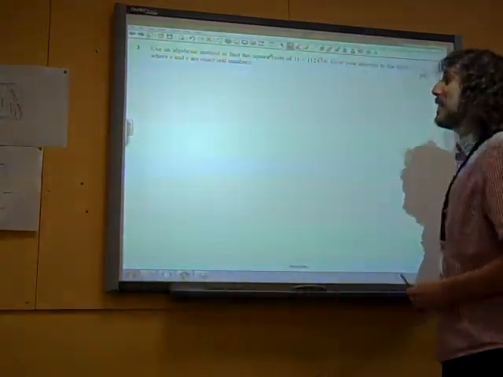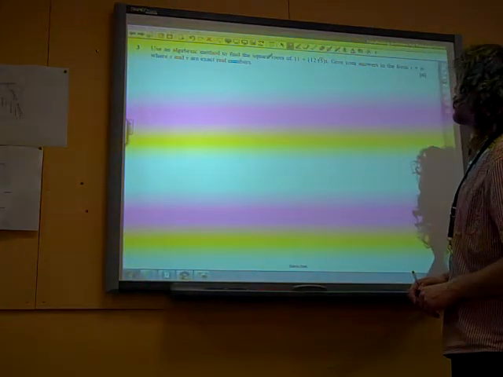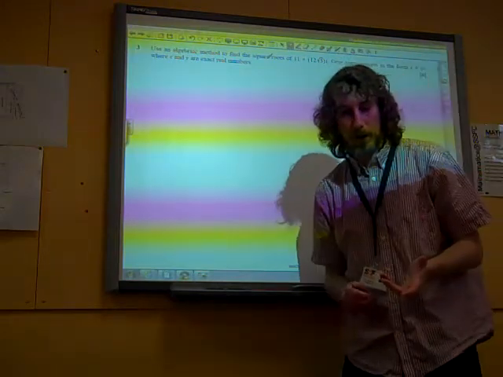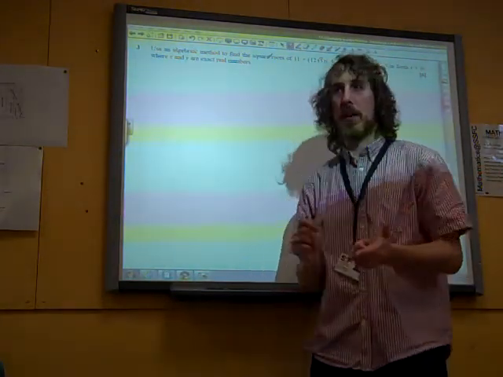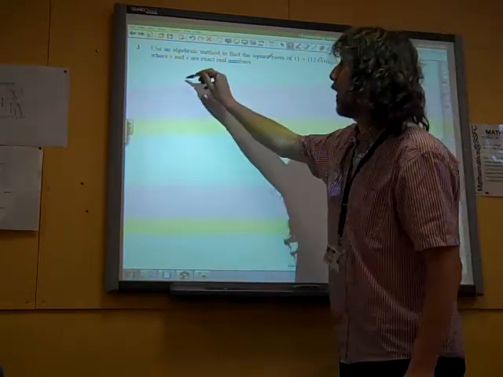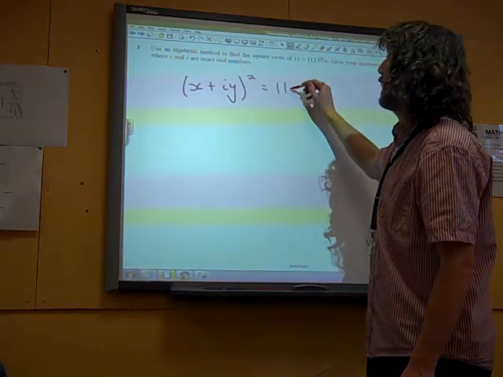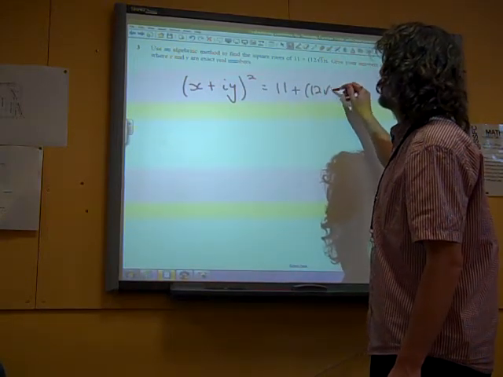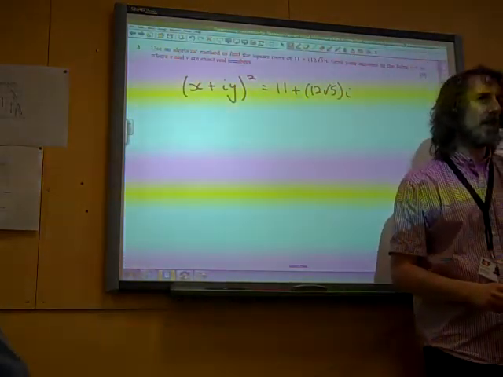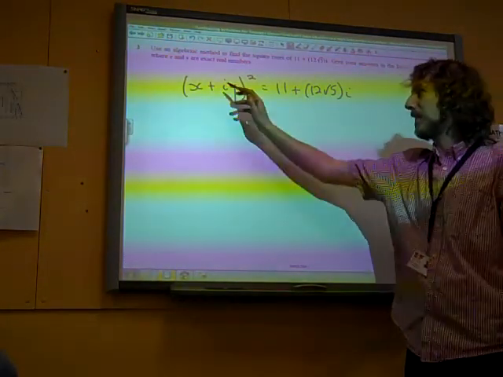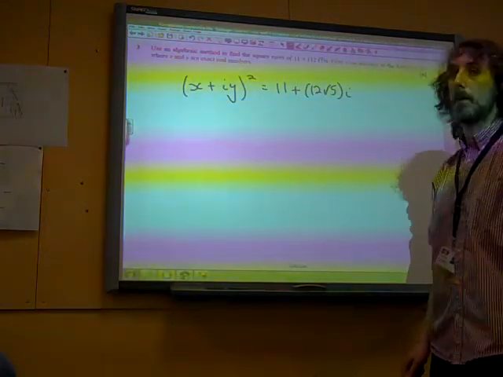Right. So question 3. Use an algebraic method to find the square roots of 11 plus 12 root 5i and give your answer in the form x plus iy. Right, okay, well what do we know about this? We know that the square roots of this are of the form x plus iy, such that x plus iy squared is 11 plus 12 root 5i. That's how we always set these up, isn't it? Because that means x plus iy is the square root of 11 plus 12 root 5i.